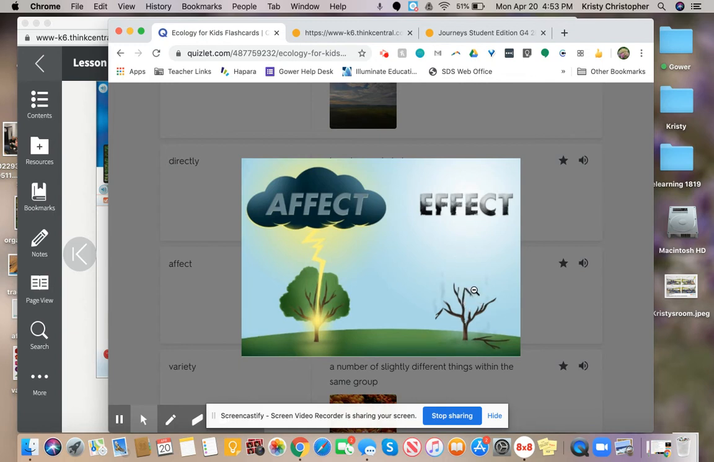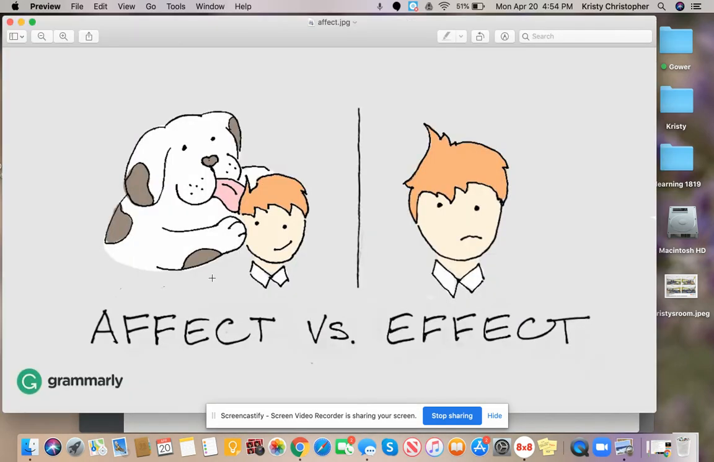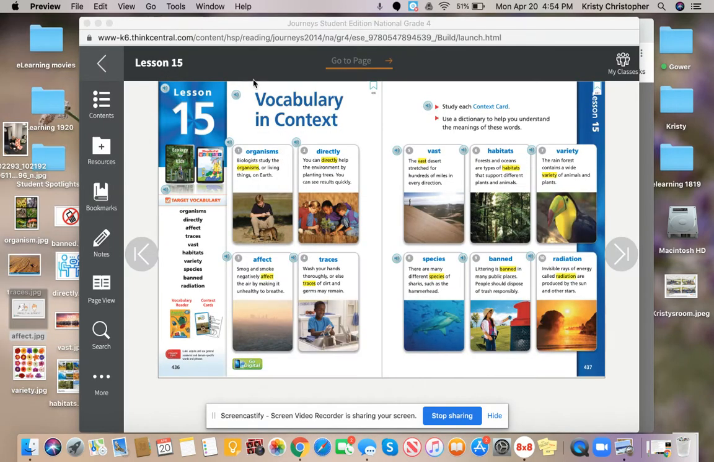So an effect is oftentimes a noun. An affect is more a verb. Let me take a look. I also have another picture here. If you look at this picture, you can see the dog is affecting the boy by licking his hair, and the effect, the noun, is that he looks kind of wonky there. So that's the difference.